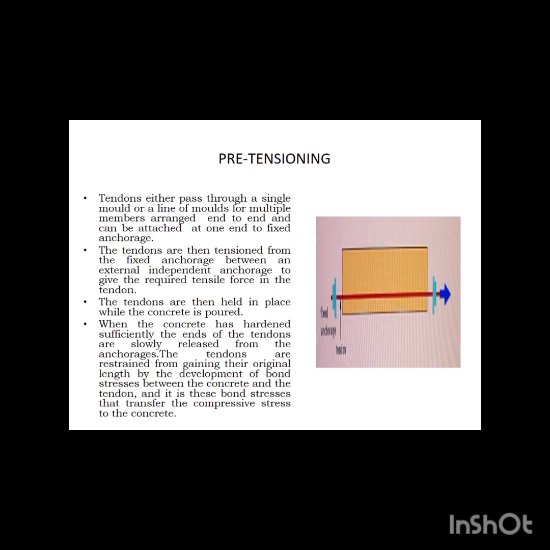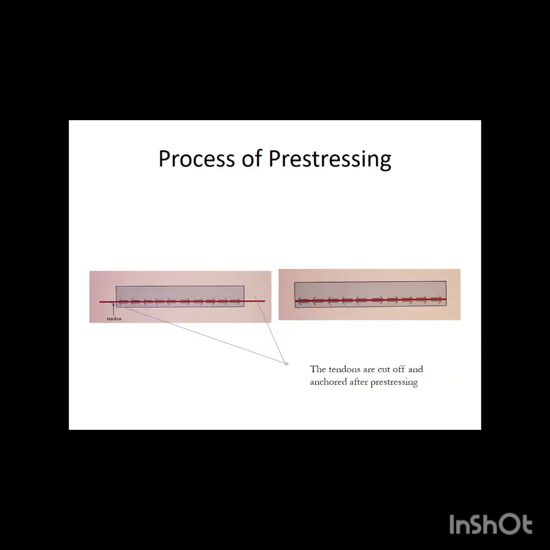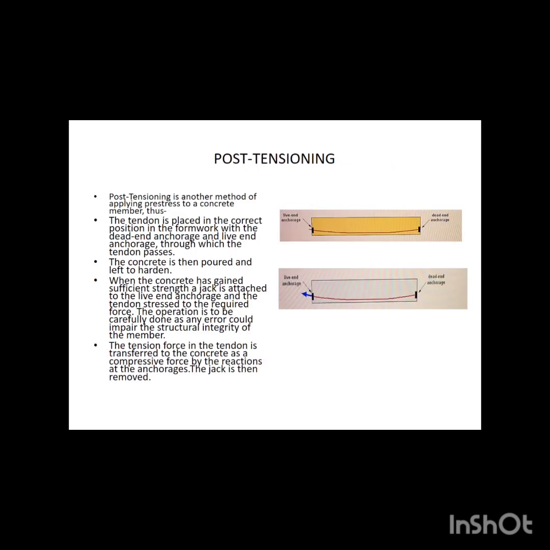The tendons are restrained from regaining their original length by development of bond stresses between the concrete and the tendon, and it is these bond stresses that transfer the compressive stress to the concrete. So once the tendons are cut off, you can see how the stresses are redistributed.